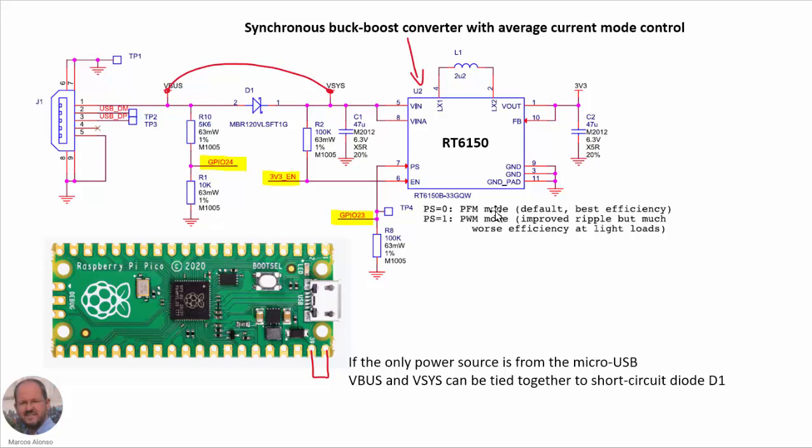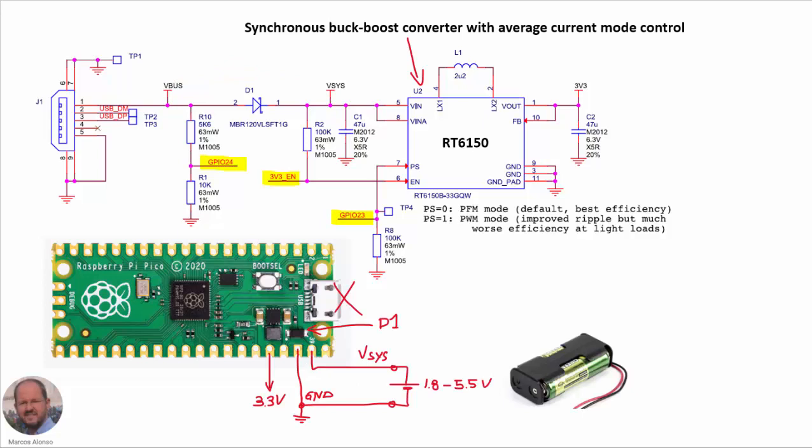For example, if the micro USB is the only input to supply the board, then we can tie together VBus and VCs by doing this connection between pin 40 and pin 39, so we can bypass diode D1 and save energy, so the efficiency is going to be higher.